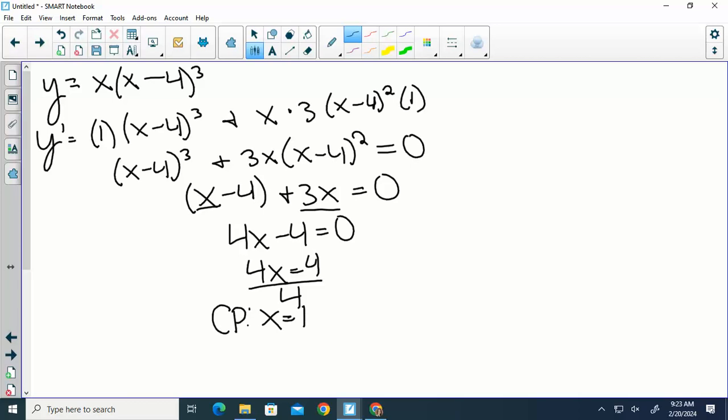Can I add something here? Yes, of course. Okay, so you said you can take out an x. Yes. So if you take it out, you could think of it as x minus 4 squared times this, right? Mm-hmm. So then when you do your critical points, you have to set both of those equal to 0. So your critical points will be 1 and 4. Okay.